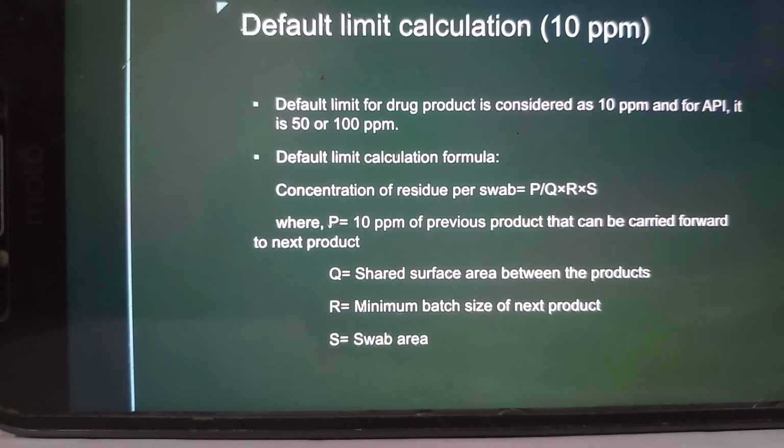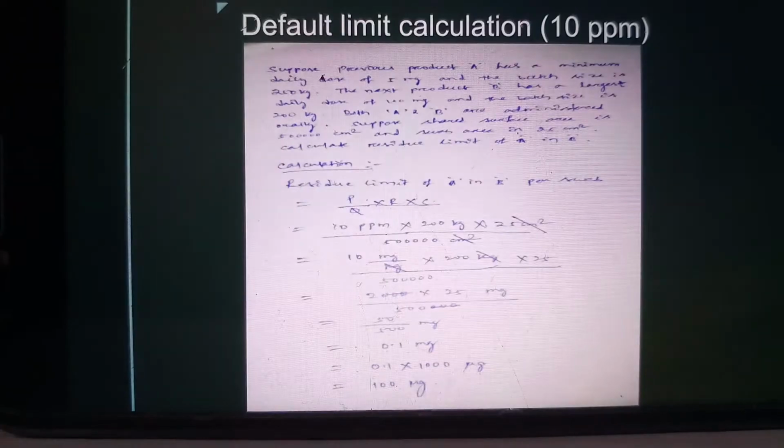Next, default limit calculation, that is 10 ppm. As I said earlier, 10 ppm is considered for the drug product and 50 or 100 ppm is considered for API. So the formula is P by Q into R into S, where P is 10 ppm of the previous product that it can be carried over to the next product, and Q is the shared surface area between the products, R is the minimum base size of the next product, and S is the swab area.